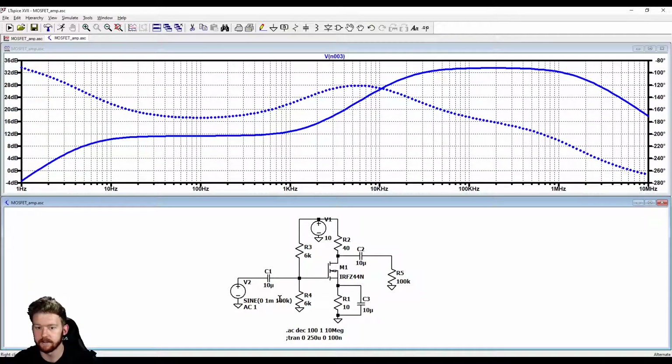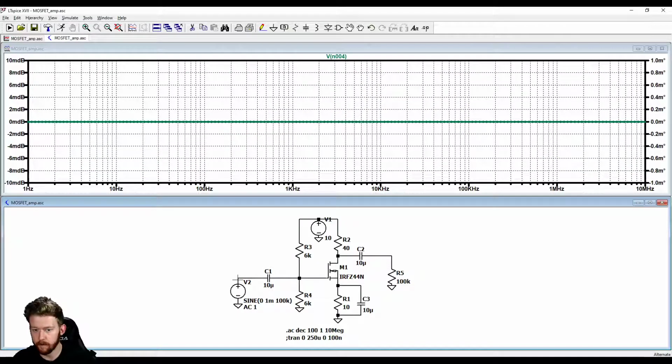So if I run our AC analysis, what we can see is that if we probe our input, we are getting 0 dB. So that means that we're not getting any gain at all, which is good. That's exactly what we're expecting, because we made our AC level 1 volt, and that means we're not going to be getting any gain at all.